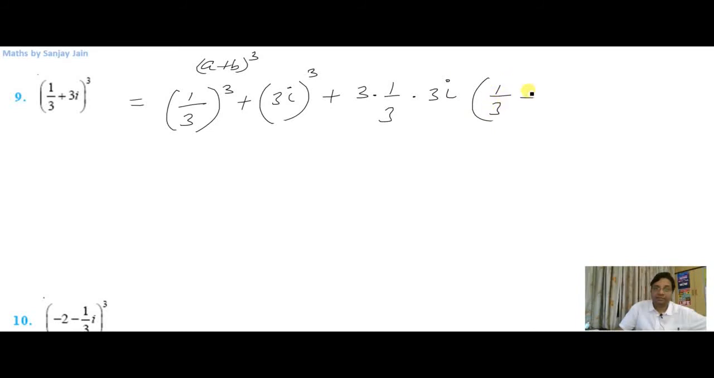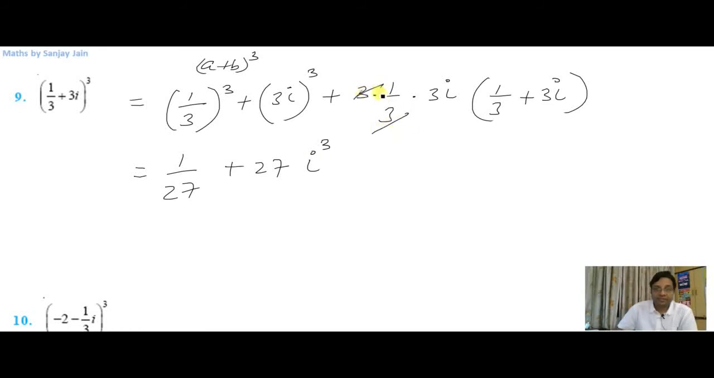This is a cubic expression, so you know the value of (a plus b) cubed, right? If you know this, then you can solve this one very easily. So a cubed plus b cubed plus 3ab into (a plus b). This is how you open a cubic expression. So this will give you 1 upon 27, and this will be 27 iota cubed.